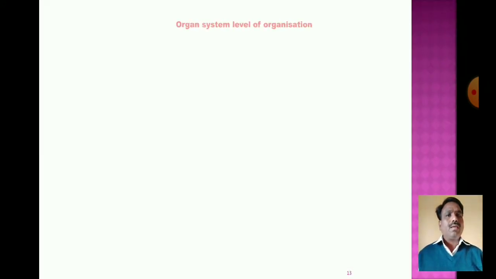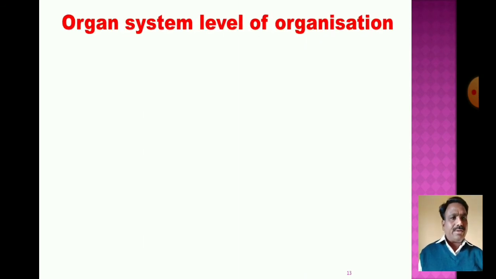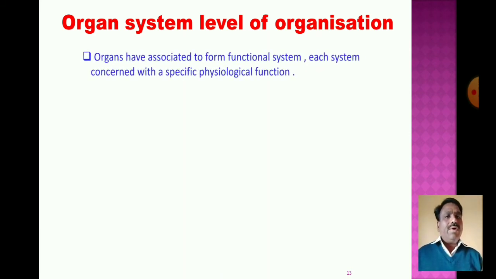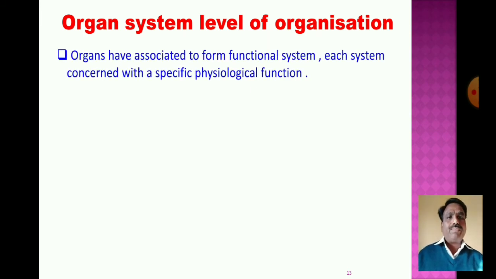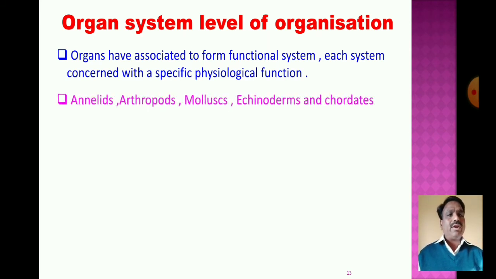Now the next one is the organ system level of organization. In this level of organization, organs are associated to form a functional system. Each system is concerned with a specific physiological function. Organs associate to form functional systems, and each system is concerned with specific physiological functions, which come under the organ system level of organization.